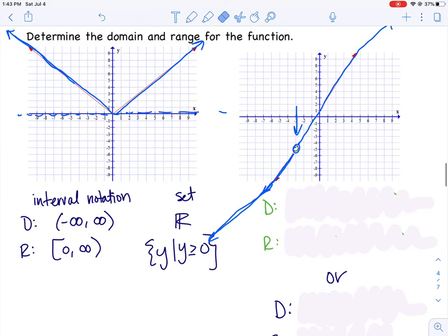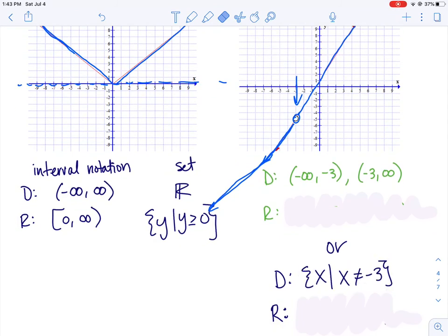So in interval notation, I can say from -infinity to -3, don't include it. And then again from -3, don't include it, to positive infinity would be my domain. Or in set builder notation, I could say the set of all x's such that x just cannot equal -3. It can be anything else except for -3.